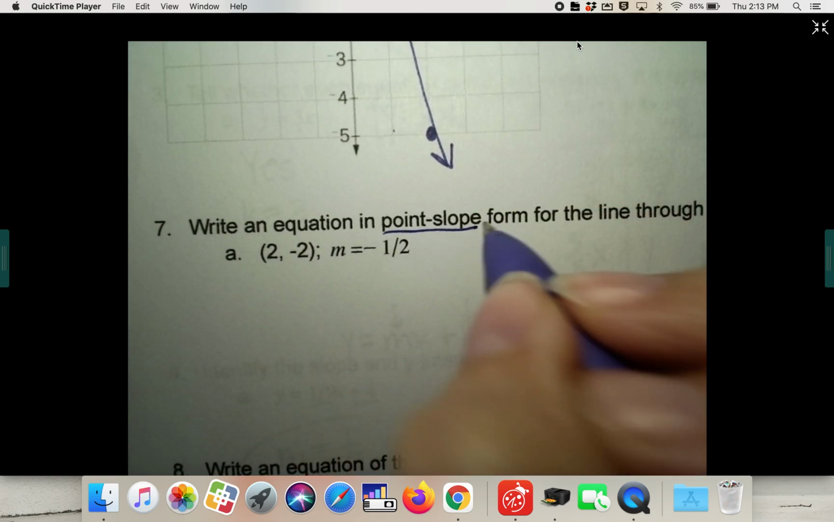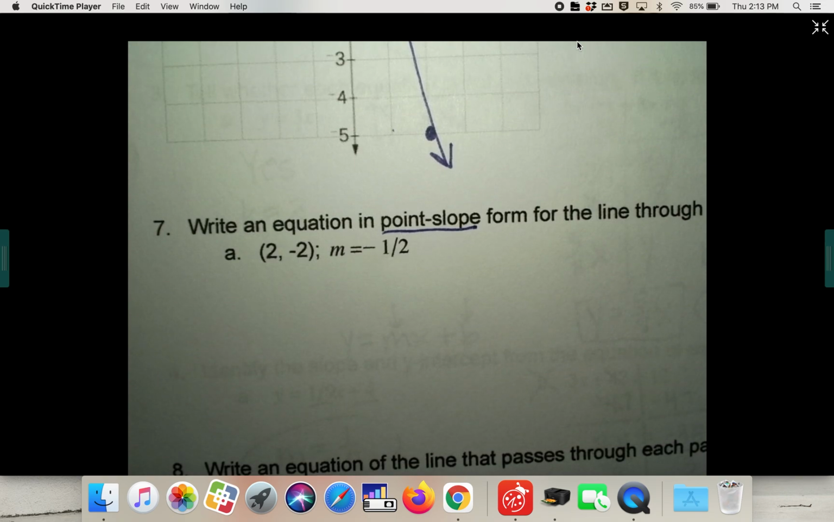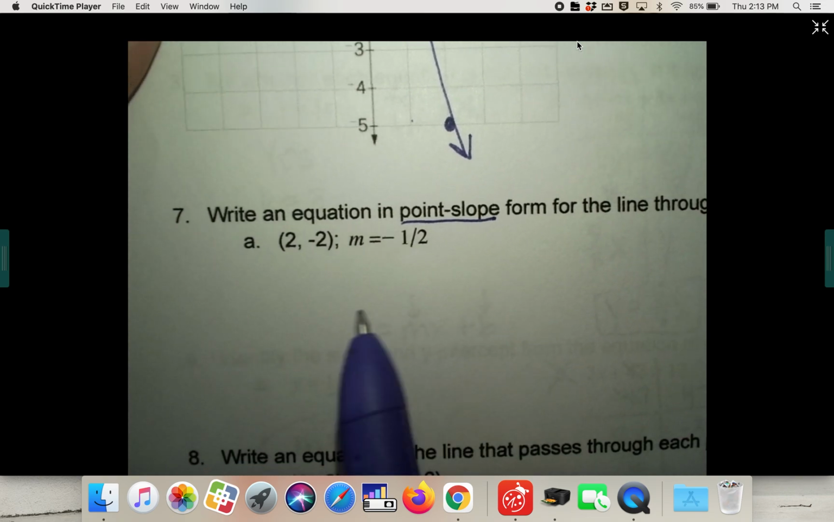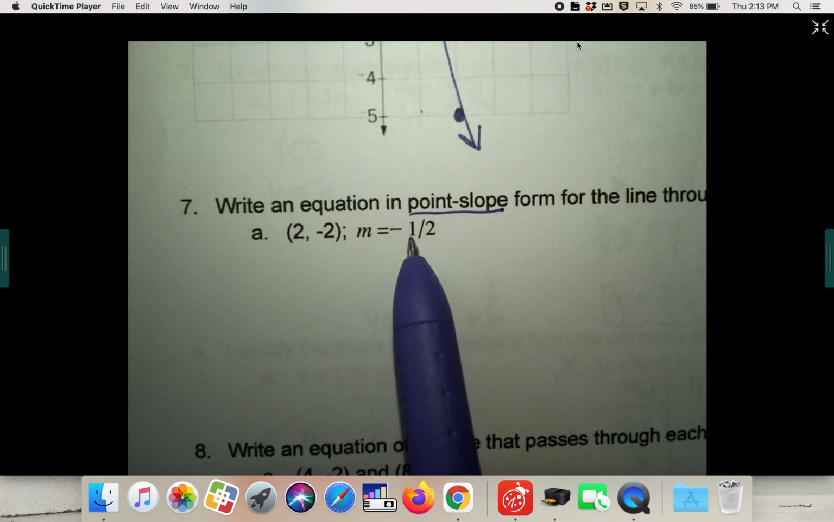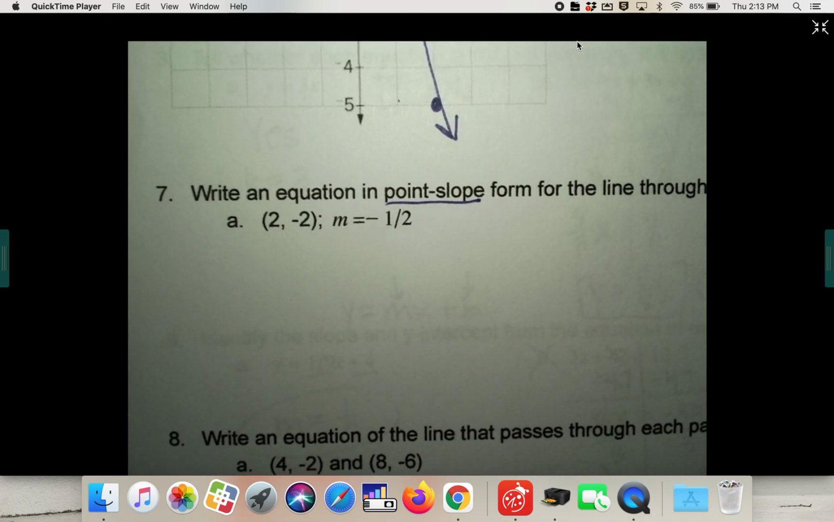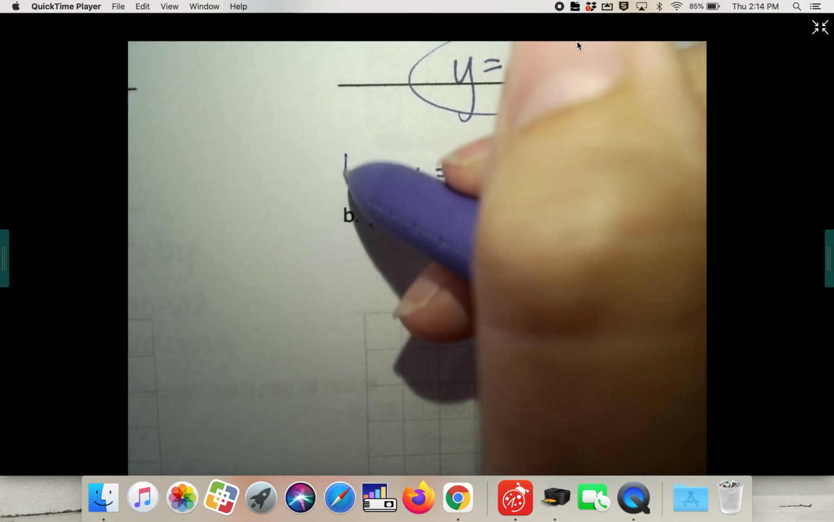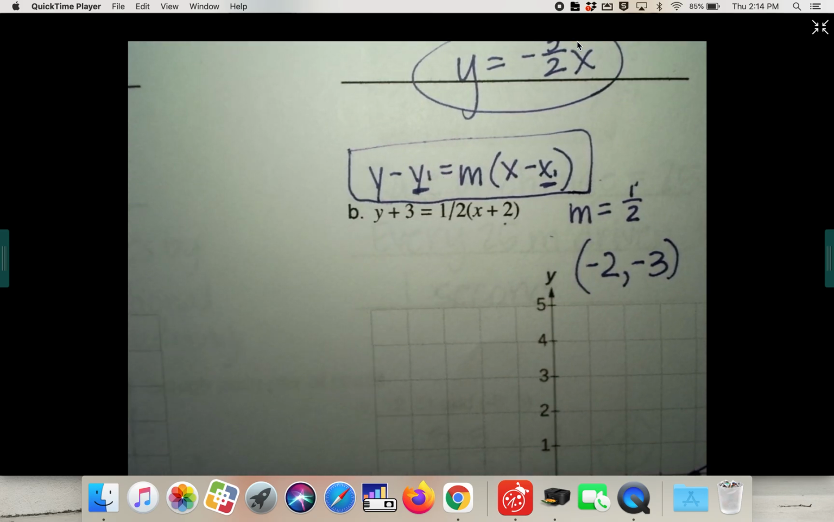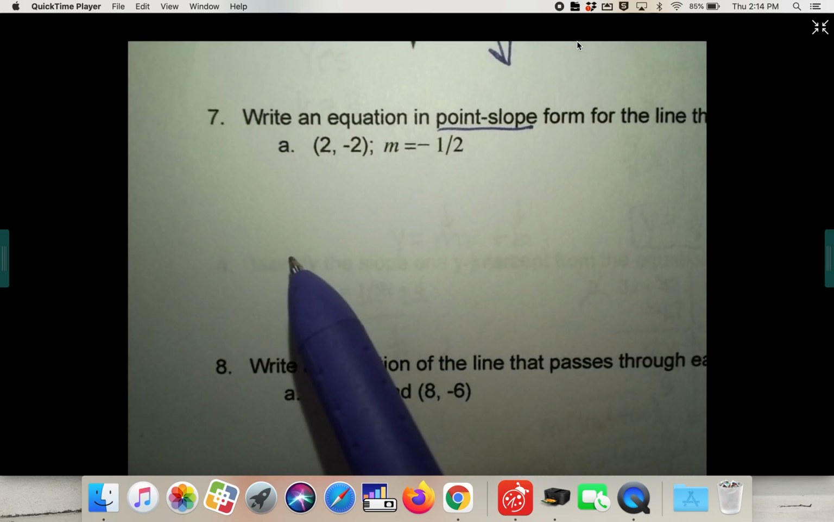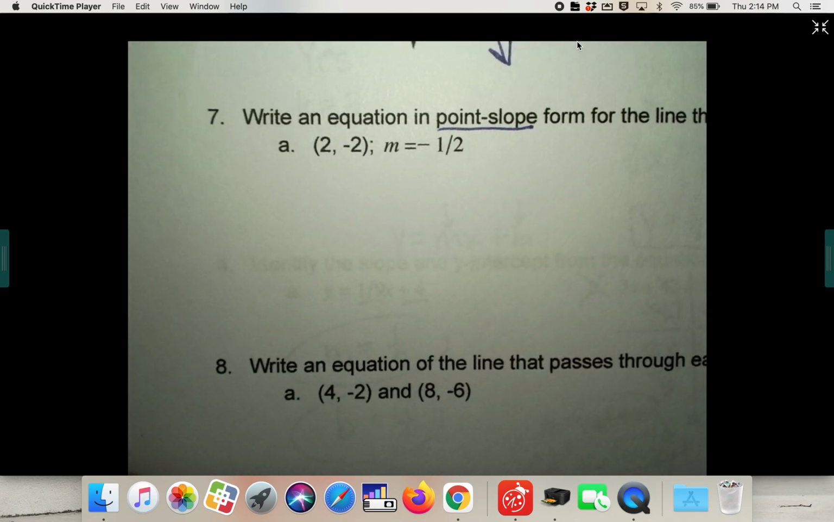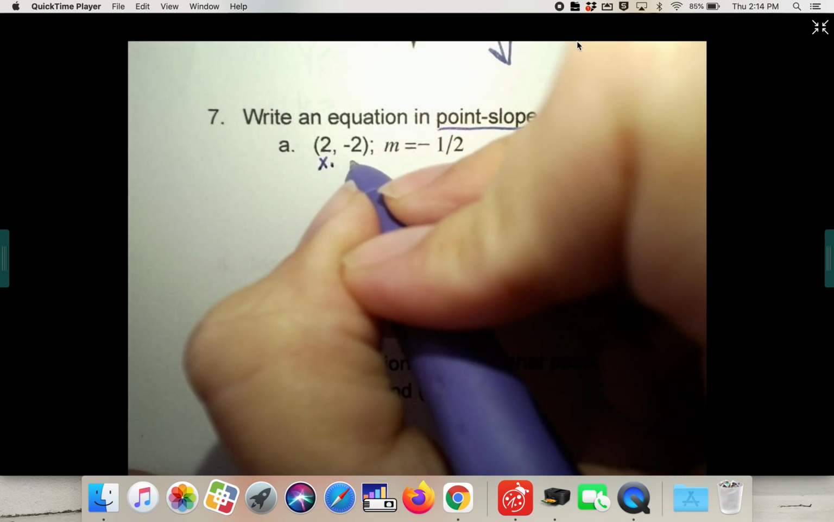All right, number 7, write an equation, and here we go. Point slope form for the line that passes through this point and has this slope. Okay, these are the ones where there's no math involved. If you know the formula, which we wrote down right here, if you need to, pause the video and write this down again. But if you know that formula, you're just going to write it here using these numbers. So this is my x1, this is my y1.